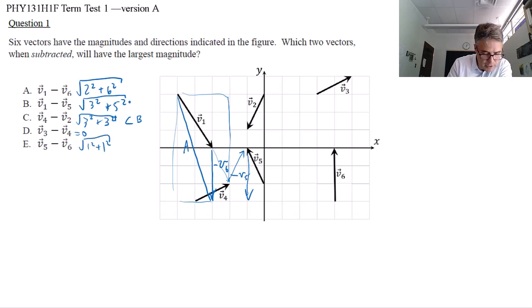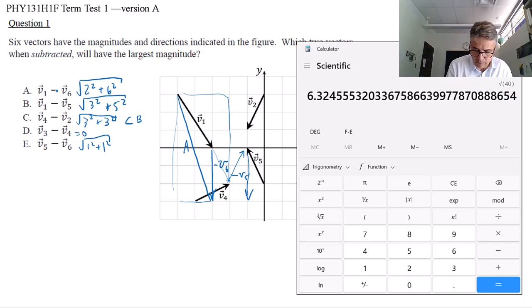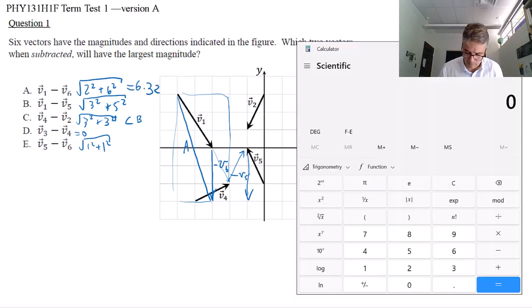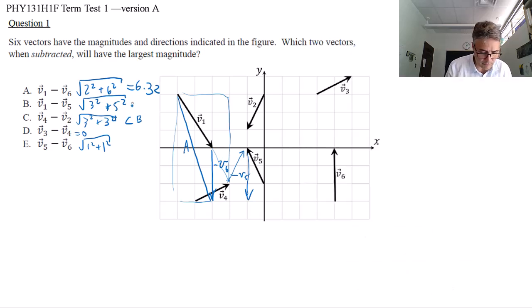That's also small. So the only things I don't know are, let's actually work out 2 squared plus 6 squared, the square root of that. This is 6.32, that magnitude. 3 squared plus 5 squared, the square root of that is 5.83. So A is the largest. Now that kind of makes sense to me. I think it looks a little bit longer.